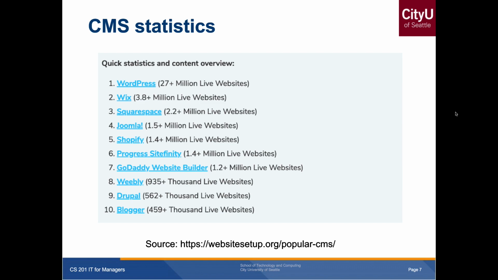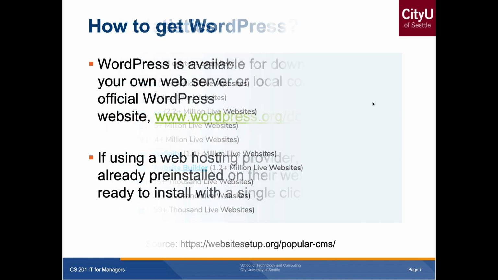And as you can see, here are some of the market shares, right? You see WordPress at 27 million, and the next one is Wix with 3.8, right? That itself should show you how big WordPress is.